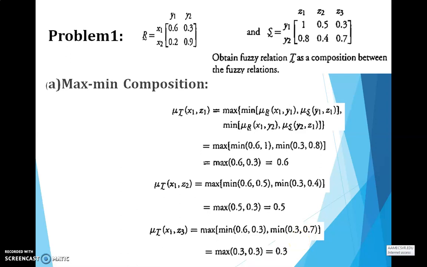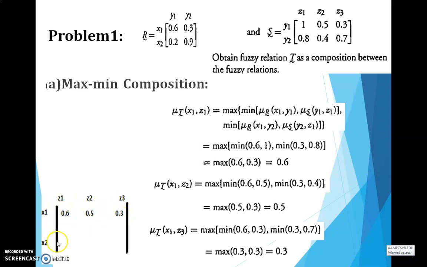So based on these three computations, we calculated the first row of the relation R max min S. So x1 to z1 contains the value 0.6, x1 to z2 contains 0.5, and x1 to z3 contains the value 0.3.